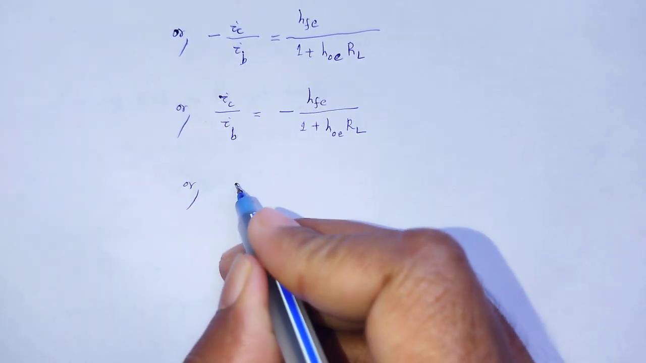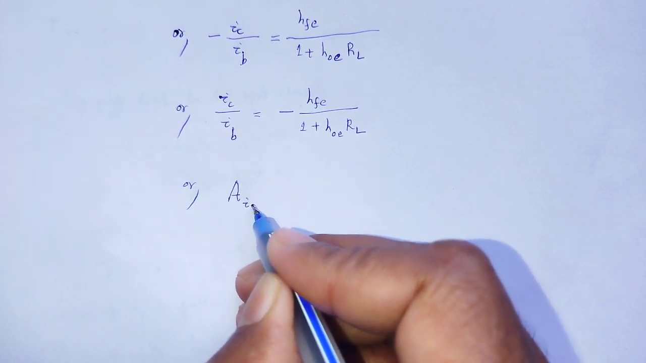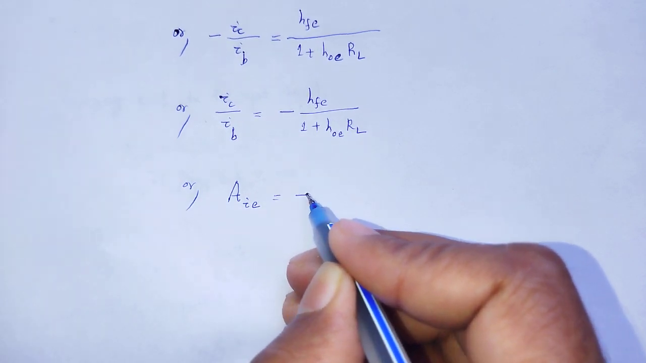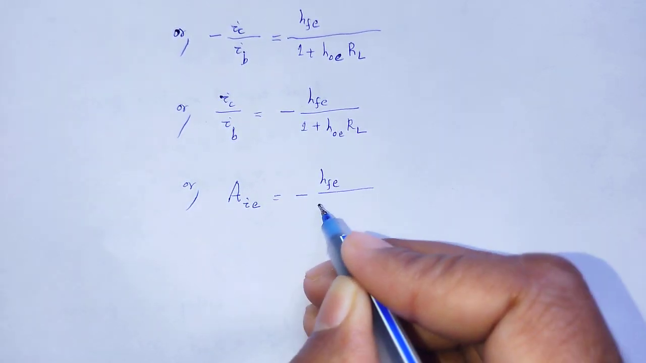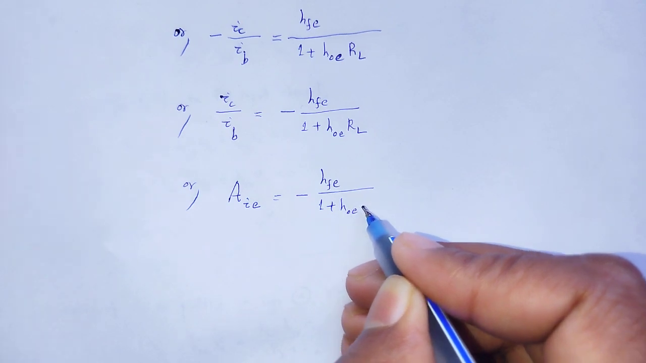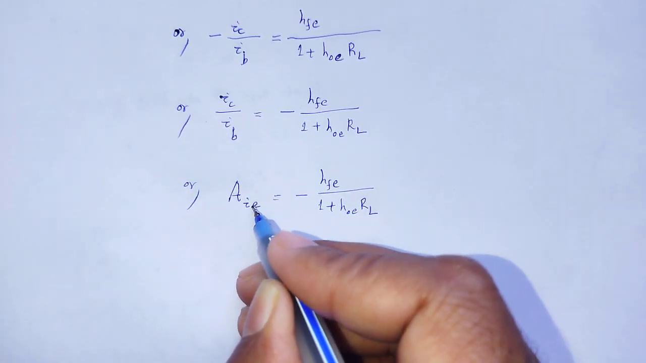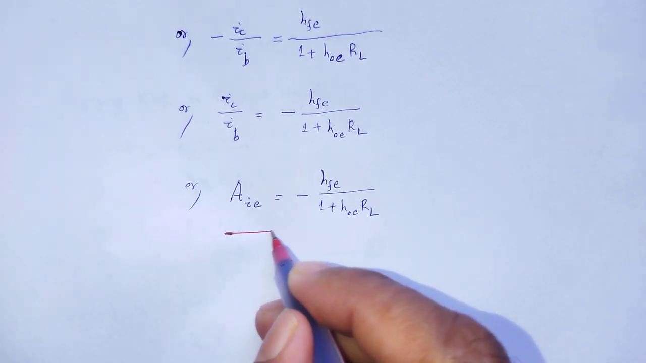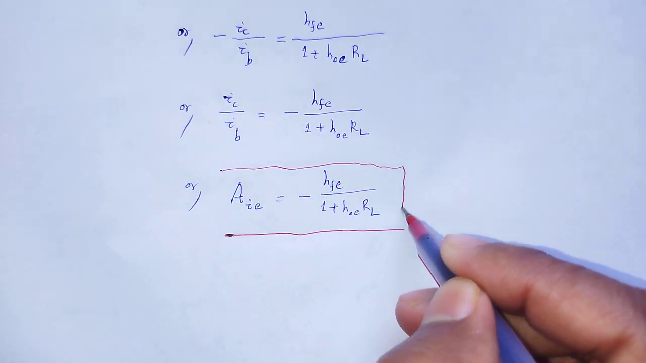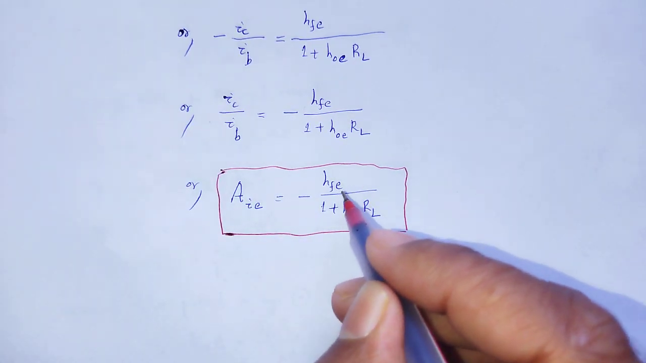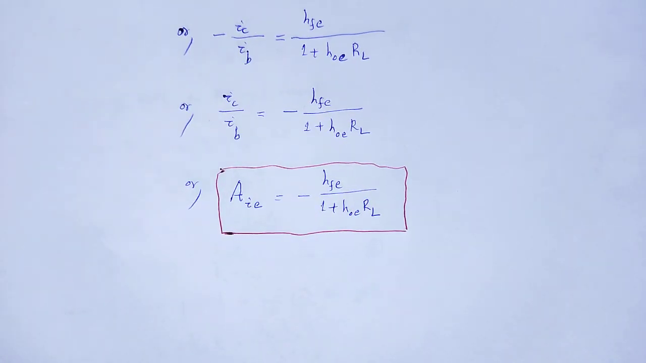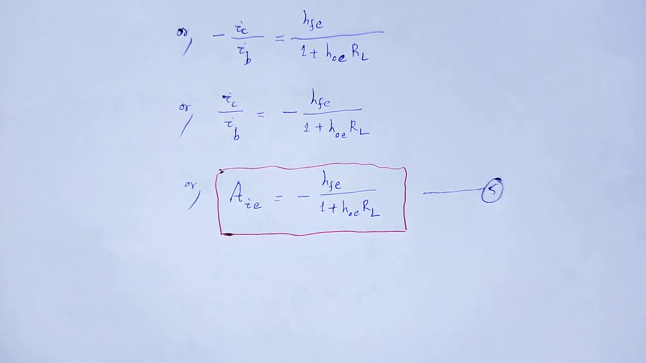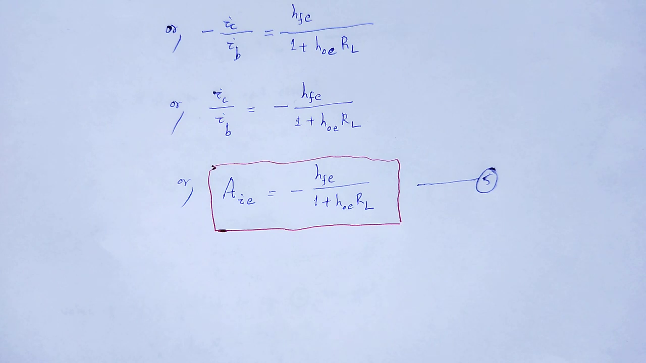The expression for current gain AIE, current gain for common emitter configuration, is minus HFE divided by 1 plus HOE RL, where E stands for common emitter configuration. That one is the expression for current gain in terms of h parameters. Equation number 5. Next, voltage gain.